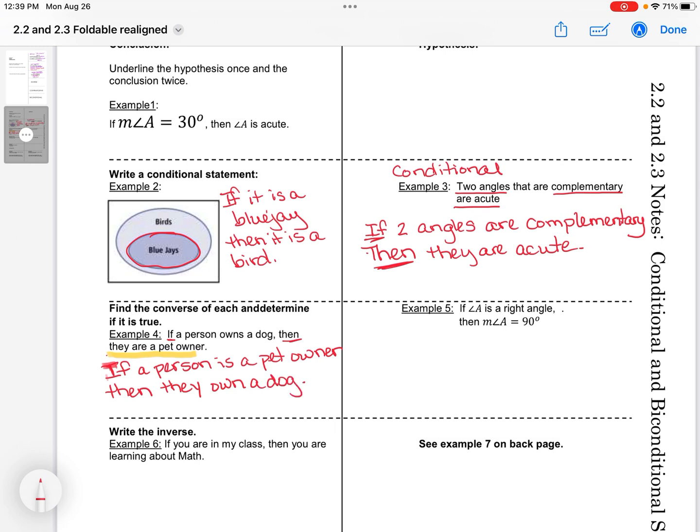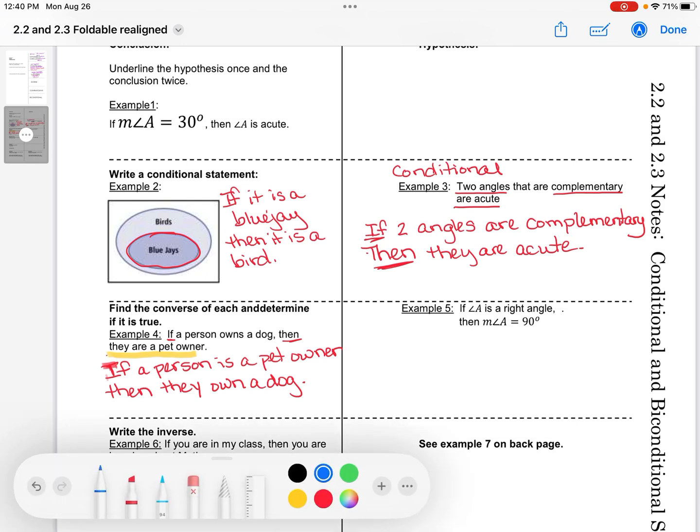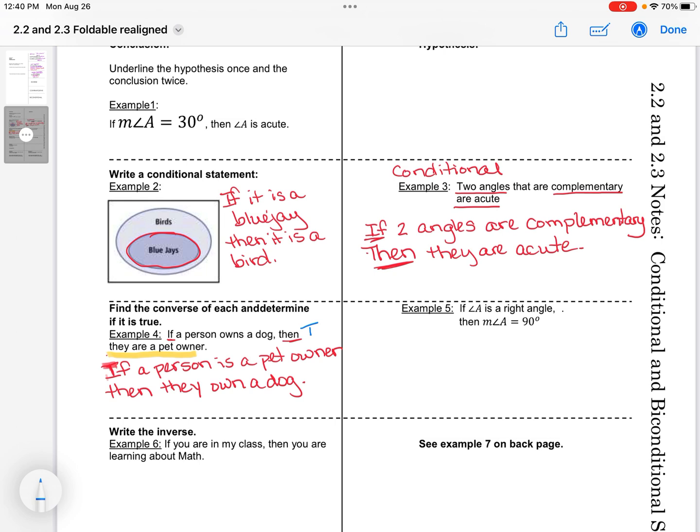Okay, so the first one was true. If you own a dog, you are a pet owner. The second one is false, and you can think about why it's false, because you don't have to own a dog to be a pet owner. You could own a cat, you could own a bird, you could own a snake, and you would still be a pet owner. So when we find the converse, it's false. Sometimes it's true, sometimes it's false.